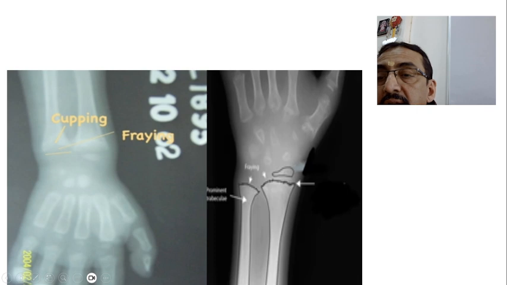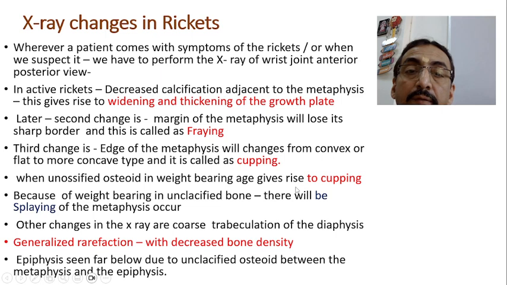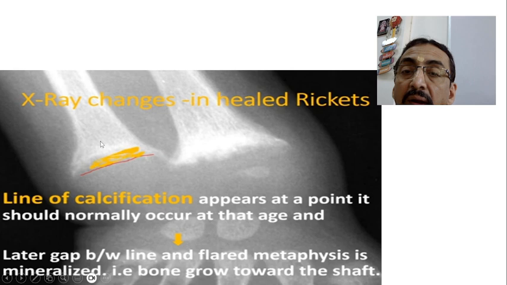Now, if you want to see the cupping here, this is how it becomes concave, and here on the sides you have fraying. It is very clear in the second picture. Do you know what we mean by fraying? Fraying means it loses its sharp border. The sharp border is going to be lost, and because of this the cupping occurs, where it becomes concave. So these are the two important findings.